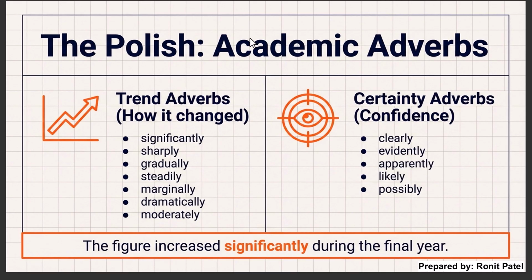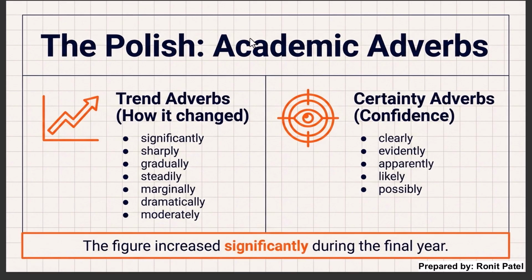Now, when to use which one? If some big change is there, then you can use significantly, dramatically. If the change is fast, you can use sharply. If the change is slow, you can use gradually or steadily. And if the change is small, you can use marginally or moderately. This creates precision thinking under time pressure.